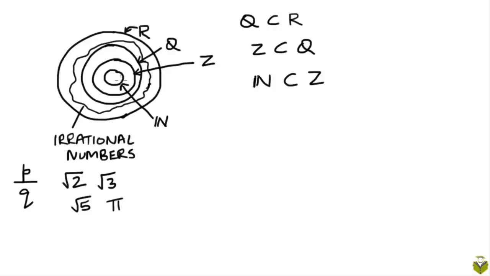So even the smallest of these sets, which is N here, is infinite. The size here should not be interpreted as implying that this set is small. Each of these sets is an infinite set.